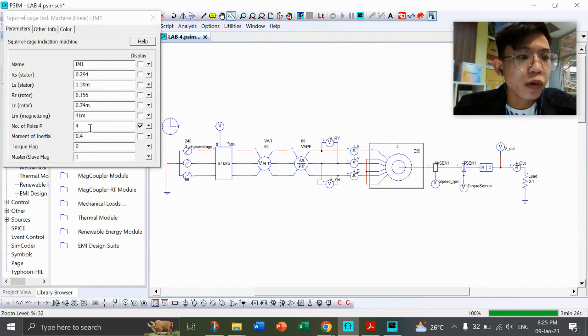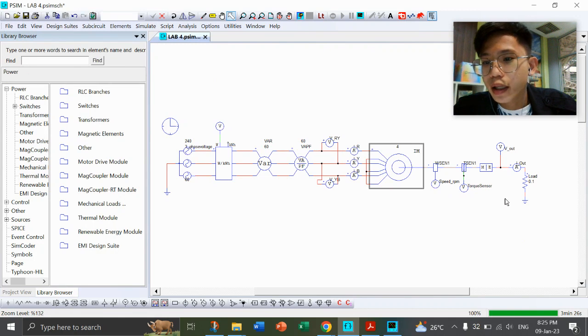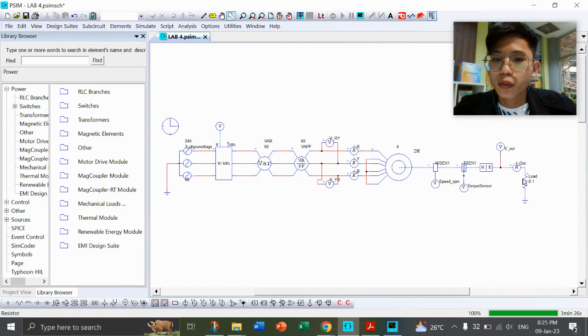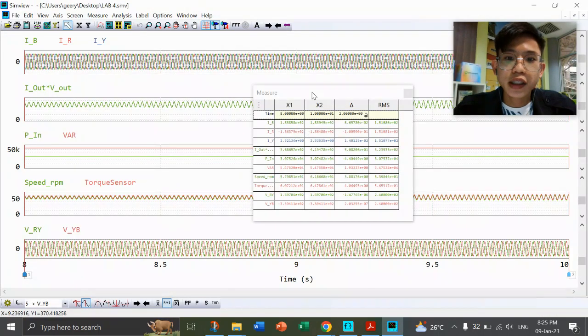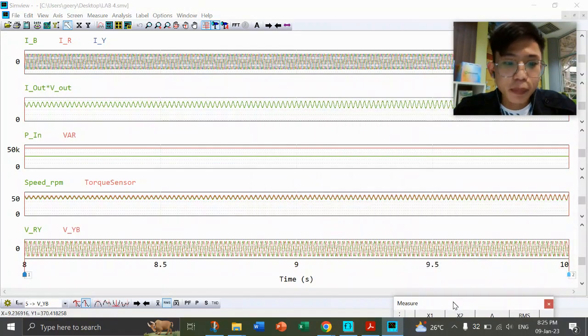The induction motor, this is a 4 pole example, so usually this is where we will change, and then your speed and your torque at the end of the induction motor. Then you have your V out and your I out to measure your output power, and then your load, which we will be differentiating. Since the simulation takes a long time, I have already shown you an example. I will be taking from 8 seconds up to 10 seconds for the steady state.